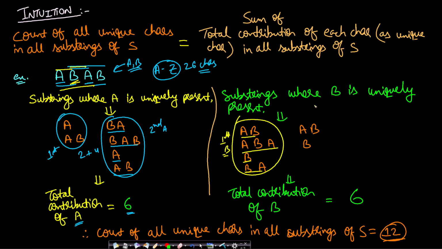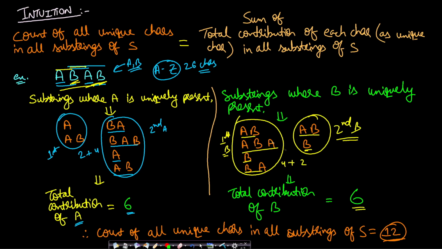Now again, if you look at the second B, it is on the right-hand side and it contains B and AB. You cannot include a BAB, right? And you also cannot include ABAB, definitely, because B will be repeating. So the substrings will be B and AB. Now if you add all these contributions, you will have 4 plus 2, which is again equal to 6.